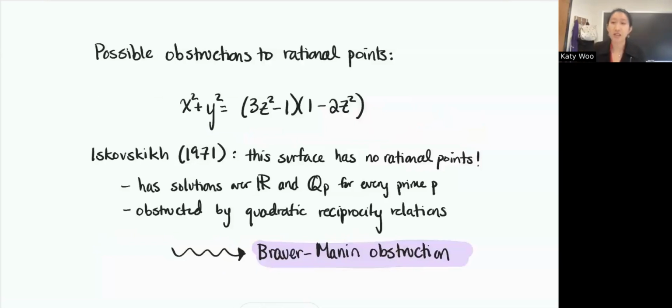So speaking of the Hasse principle, Châtelet surfaces can actually fail the Hasse principle. If we look at the surface x squared plus y squared is equal to (3 minus z squared)(1 minus 2z squared), then Iskovskikh showed that this surface will have solutions over the real numbers and p-adic numbers for every prime p, but it has no rational points. In other words, it fails the Hasse principle.